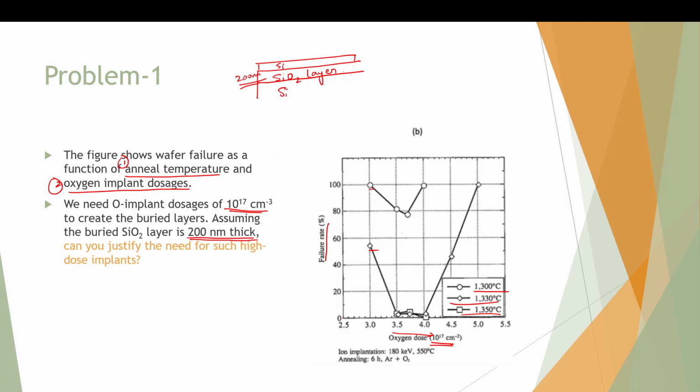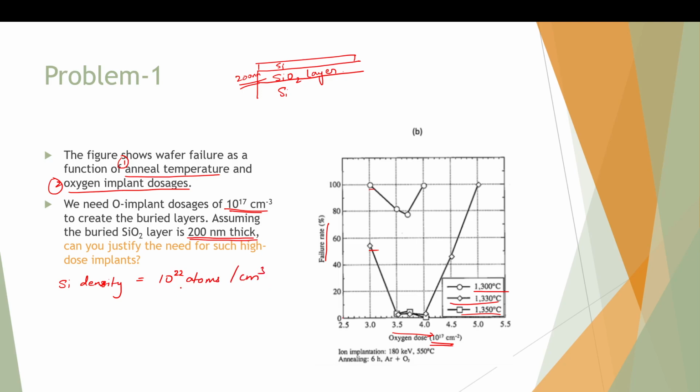To calculate this, the first thing that we need to look at is the silicon density. The idea is, if we know the silicon density, then we can know how much oxygen is required per unit area to get a 200 nanometer thick layer. So the way to go about this is to first take the silicon density. We can get this from the internet. For now, let us assume it is of the order of 10 power 22 atoms per centimeter cube.